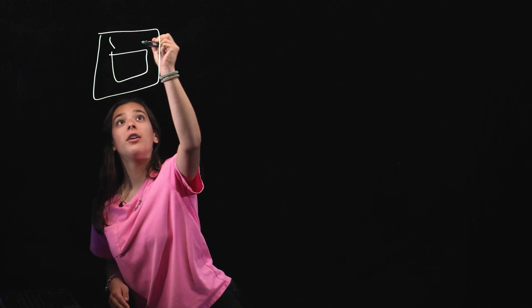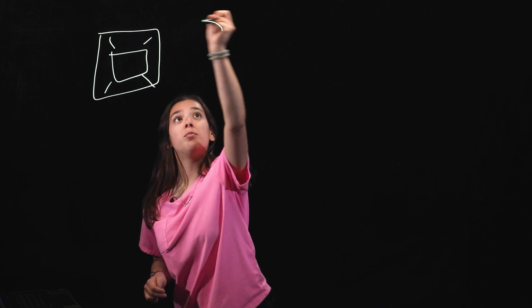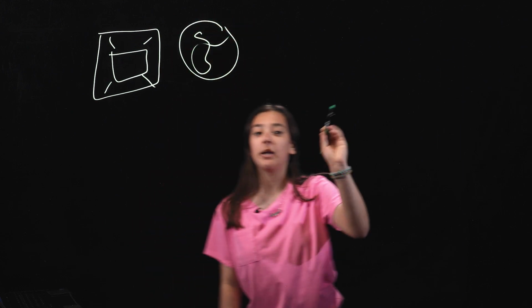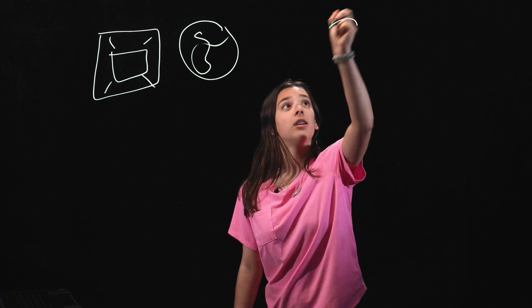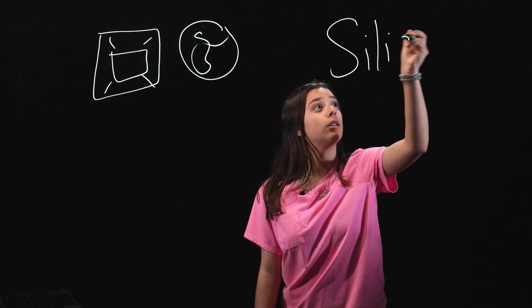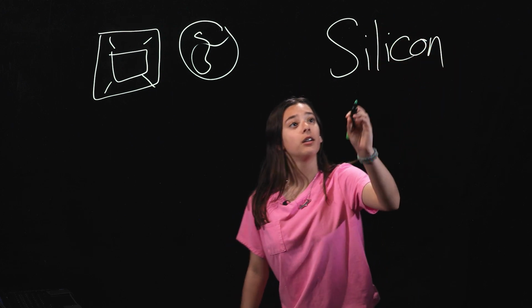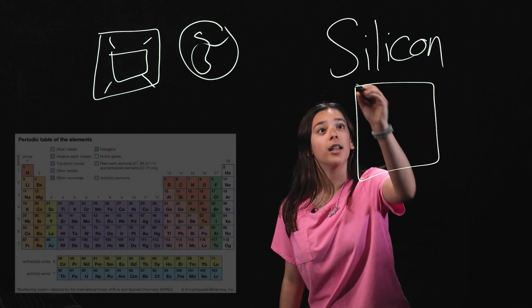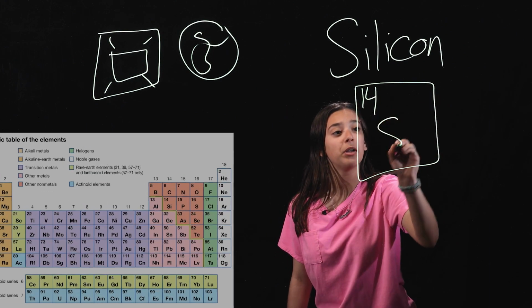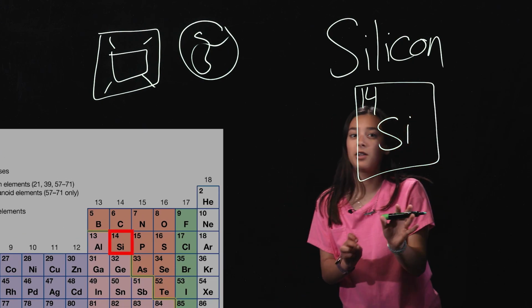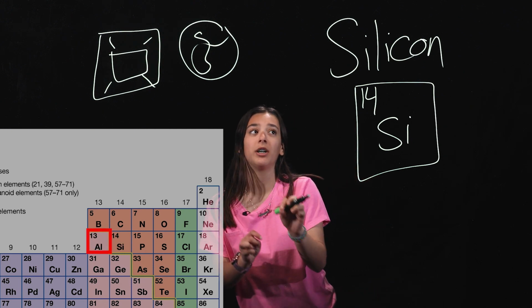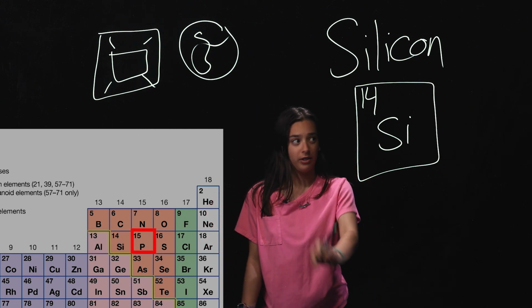What's behind all this technology? The microprocessor. That is the brains behind all of this. But what's the main ingredient, you ask? Well, that is silicon. Silicon is the 14th element on the periodic table. It's 1 proton heavier than aluminum, but 1 proton lighter than phosphorus.